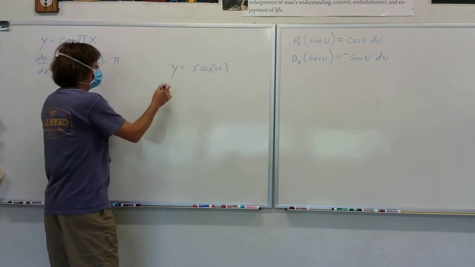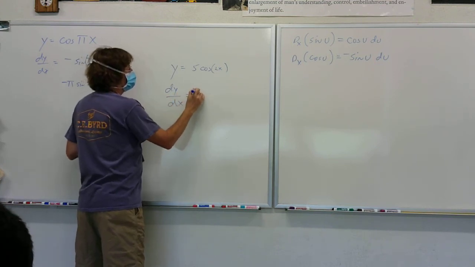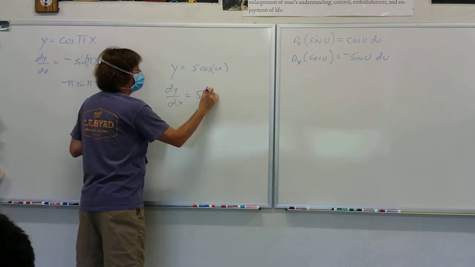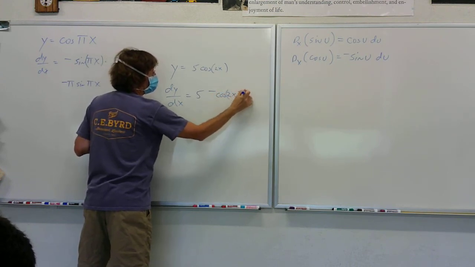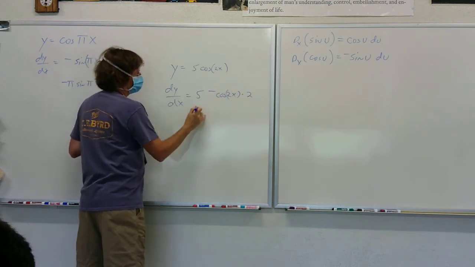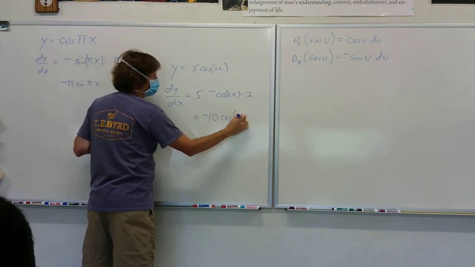Just simply write down the 5 and then use your rule. Derivative of that would be what? Negative cosine 2x times 2. So negative 10 cosine 2x. Should be sine.